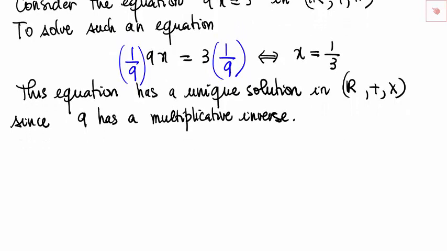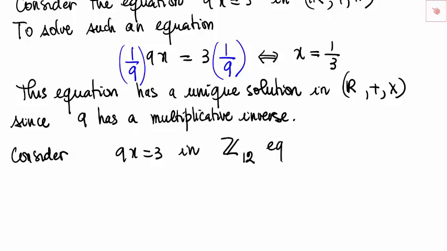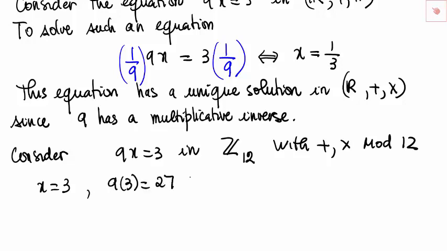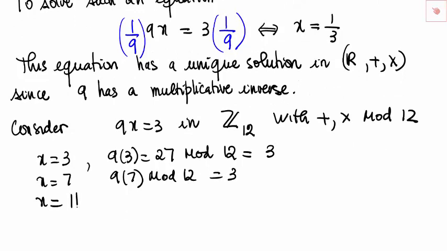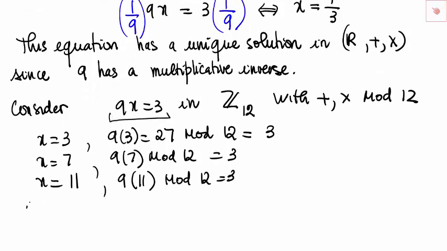Now let us consider the same equation, but in a different ring. Consider the equation 9x is equal to 3 in the ring Z mod 12, equipped with addition and multiplication modulo 12. Then we'll get that 9 times 3 is 27, and then mod 12 is going to be 3, right? And if you were to take x to be also, let's say, 7, then one can check that 9 times 7 mod 12 is also 3. And if you were to take x to be 11, you can also check that 9 times 11 mod 12 is also 3.